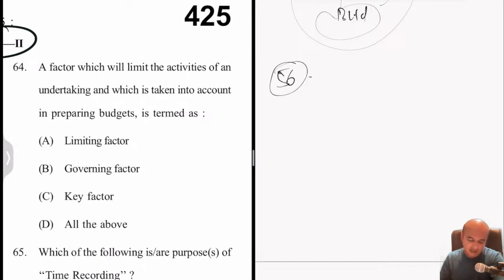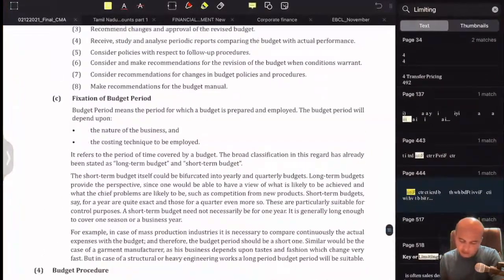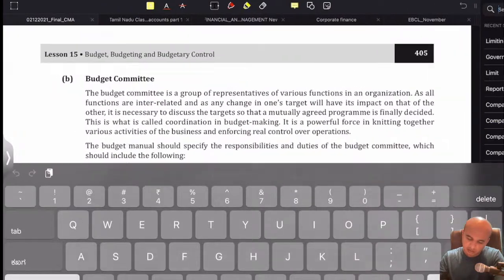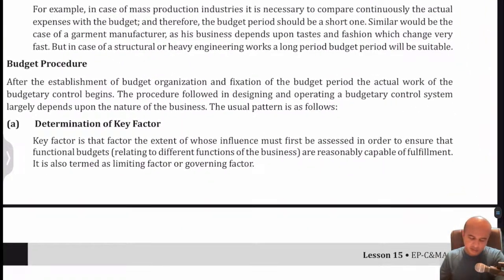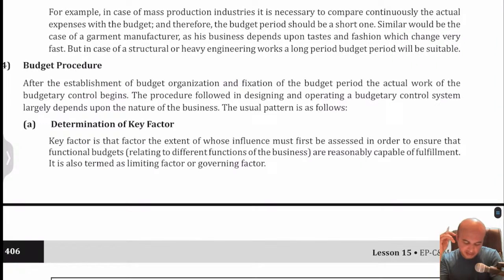64. A factor which will limit the activities of an undertaking and which is taken into account in preparation of budgets is termed as, again this is also based on the budget chapter. In fact, let me just open the study material itself. I'll just search for that. Here you can see, if you clearly read this, determination of key factor. Key factor is that factor the extent of whose influence must be assessed in order to ensure that functional budgets are reasonably capable of fulfillment.